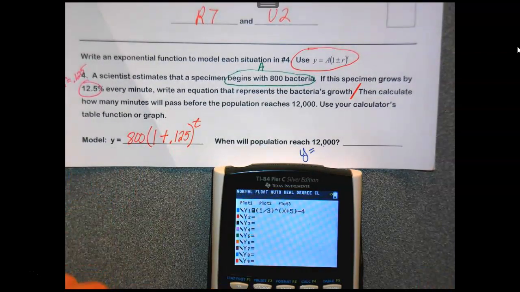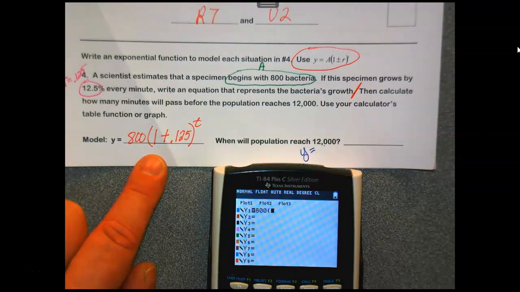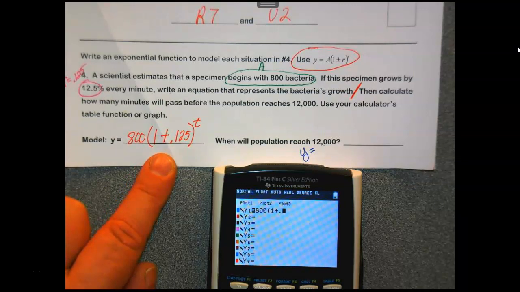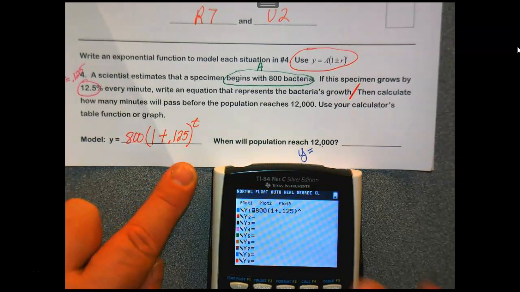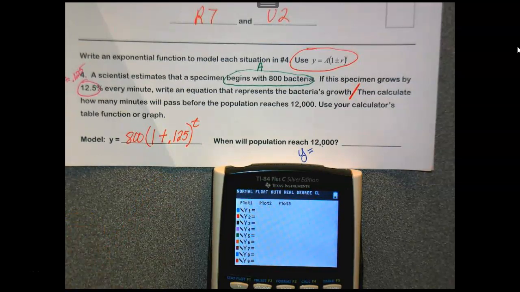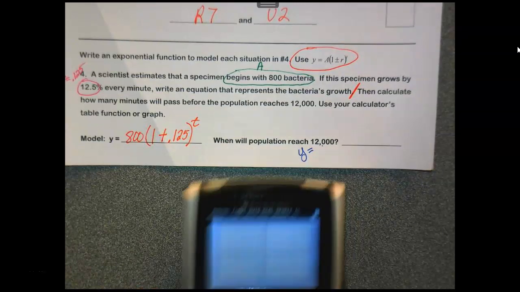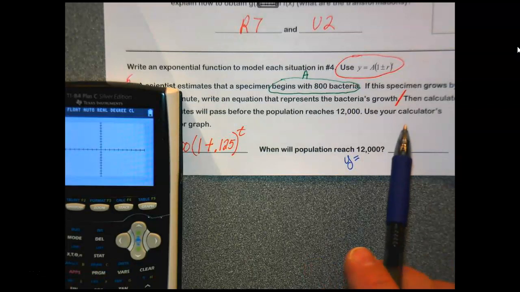So I'm going to put this in the Y equals button. 800, 1 plus 0.125 raised to the, now I'm not going to use T, I'm going to use X. Graph it. And to tell you the truth, I really don't care what the graph looks like because I'm looking for that Y equals 12,000. So I'm going to go to my table.